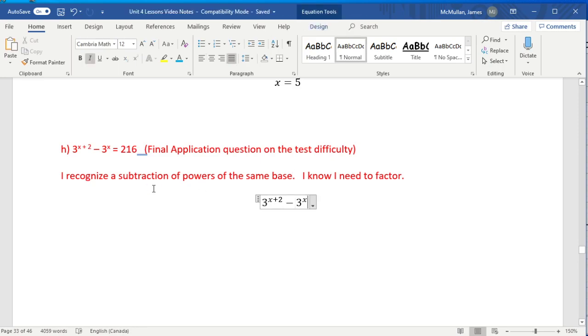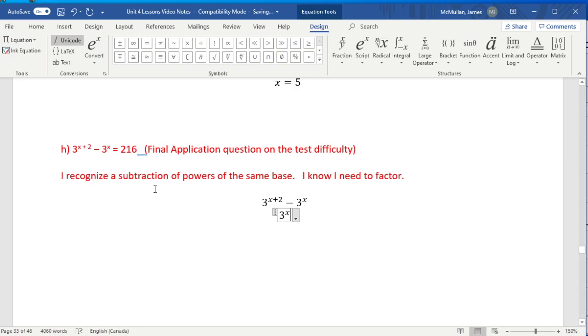So what is the biggest common factor in both of these? It is 3 to the power of x. Now I'm going to take the first term and divide it by 3^x, and the second term, of course, is just going to reduce to 1 because it's 3^x over itself. In the middle bracket, you get 3 to the x plus 2, take away x, when you do the division. So you get 3^x on the outside. On the inside, you get 3 squared take away 1. So you get 3^x times 8.